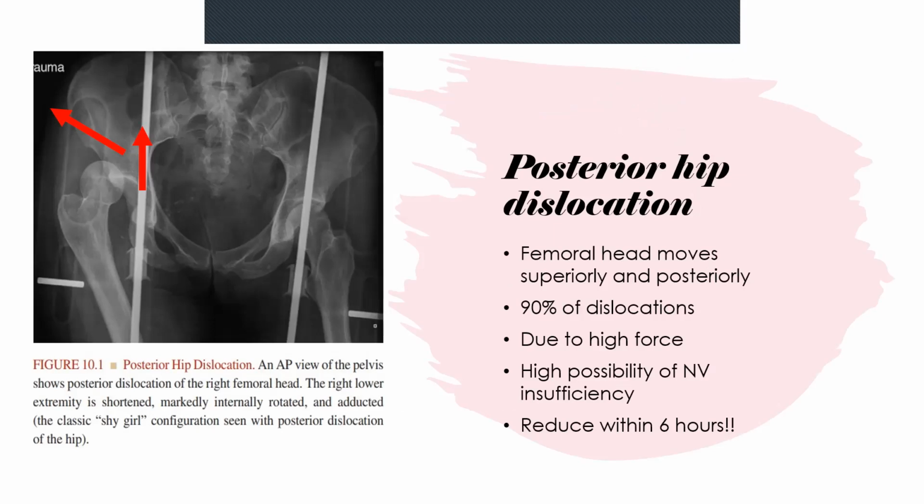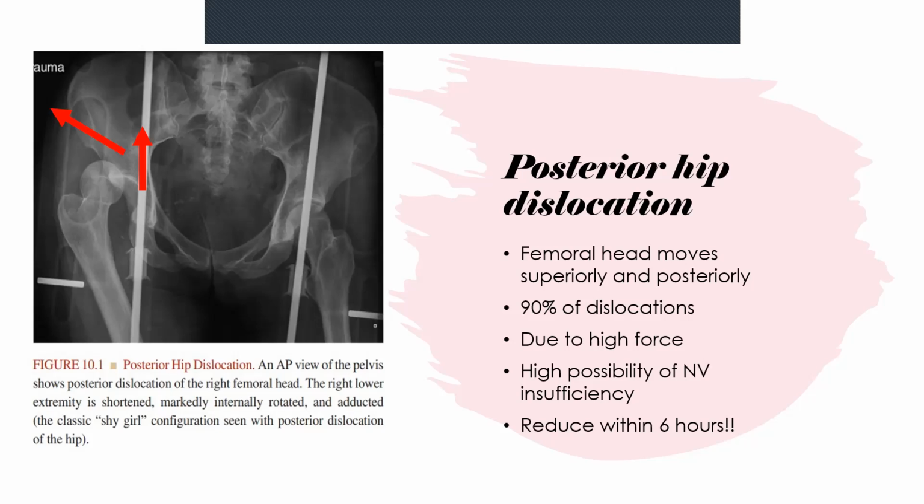So this is something that we often see in our emergency departments, the posterior hip dislocation that you can see over there. Now, in a posterior hip dislocation, number one, it's the most common. About 90% of them are posterior hip dislocations. The simple reason being the lip at the back is much easier for the hip to pop out of.